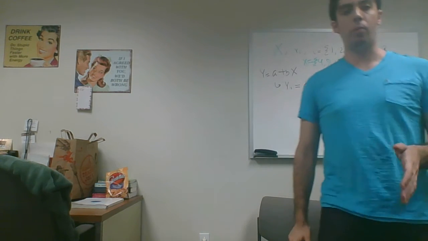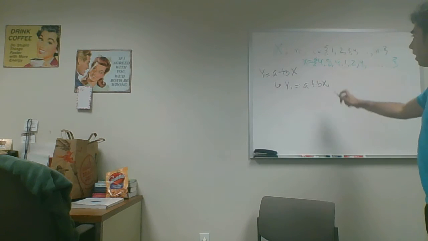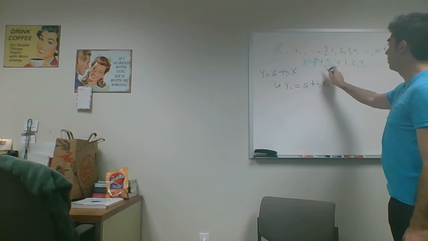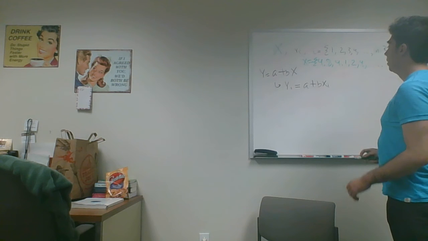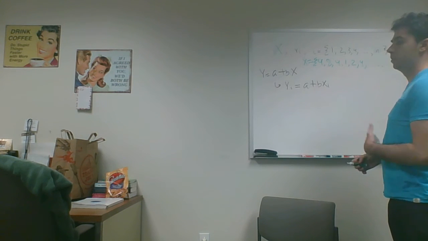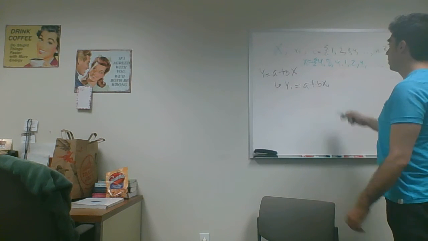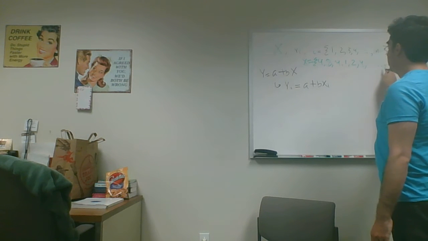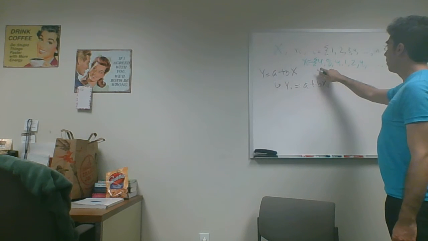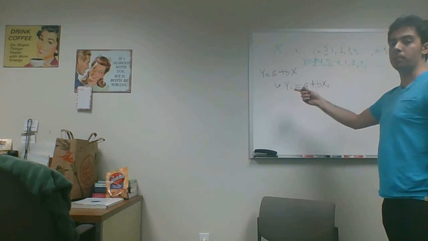Now let's say what I wanted to do was take every element in x, each one of these, and change it. So let's say I wanted to add 2 to all of these. And then what I wanted to do was multiply them by some number.